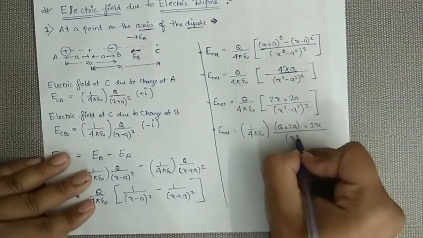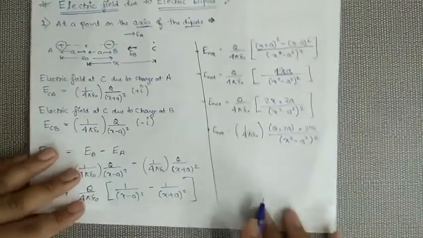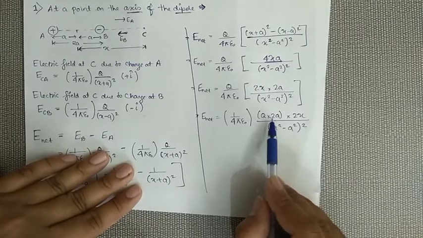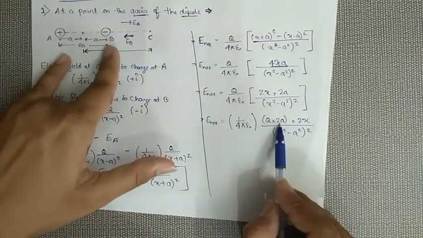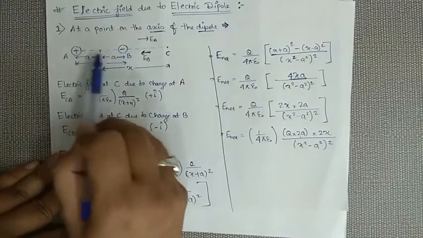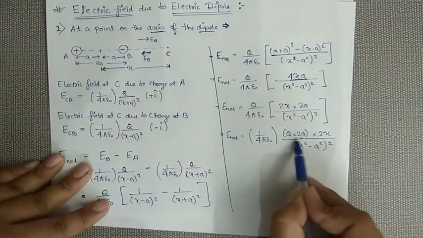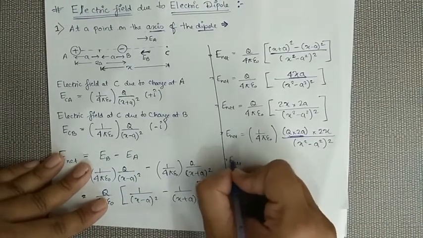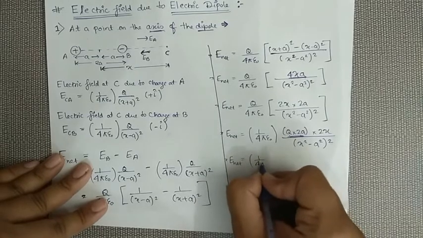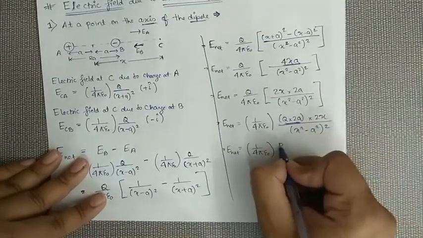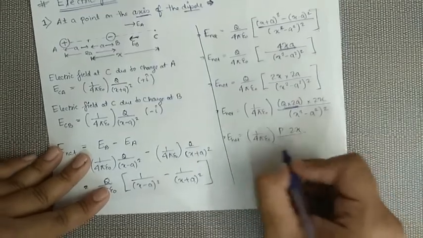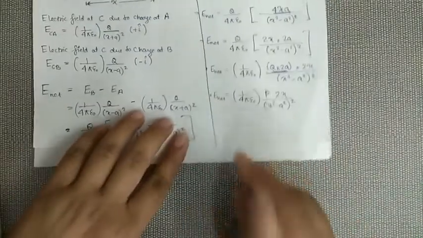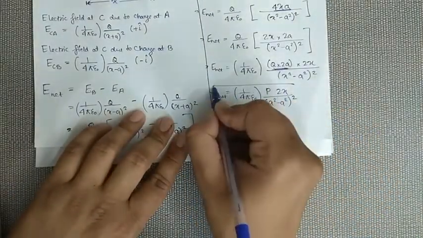We can also express this form. This q is multiplied with 2a. Try to remember, q is the charge and this is the distance between the dipole charges. So see here, charge into distance between them. This bracket gives you the electric dipole moment. So instead of this we can write p times 2x upon x square minus a square whole square. So this is your electric field.